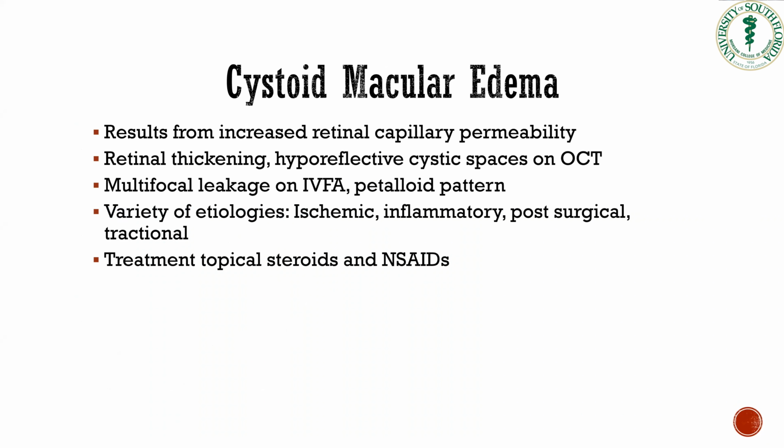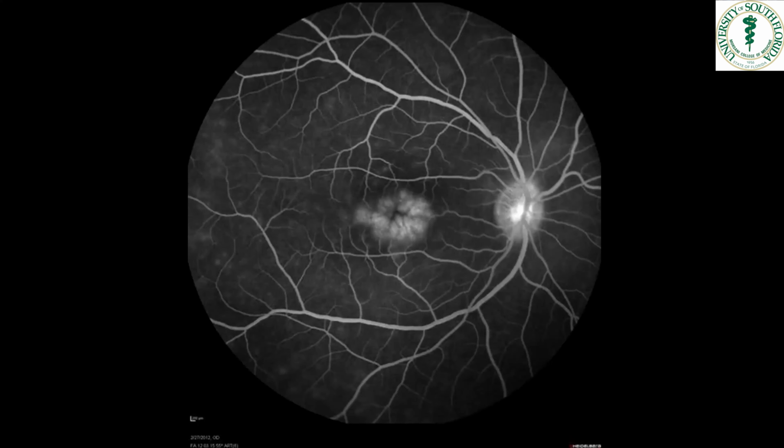So moving on to cystoid macular edema, we all know that it results from increased retinal capillary permeability, where you can often see thickening and hyperreflective spaces on OCT. There's multifocal leakage on the IVFA following that petaloid pattern, and that pattern is due to the axons from the photoreceptors coursing through Henle's layer, and that creates that orientation foveally. Of course, there's a variety of mechanisms and pathophysiology behind it, whether it be ischemic, inflammatory, tractional, or post-surgical. And in general, the treatment is topical steroids and NSAIDs. This is a fluorescein of the characteristic petaloid leakage.